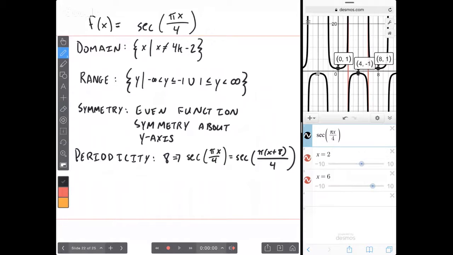What else do we have to do? Maxima, minima, increasing, decreasing, intercepts, and equations of asymptotes. Okay. So maxima and minima. Let's get maxima.